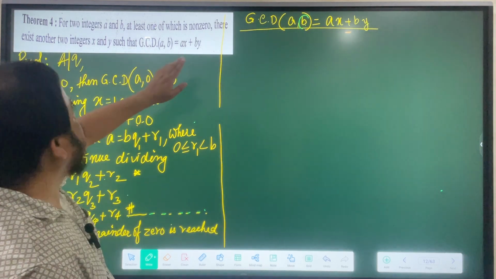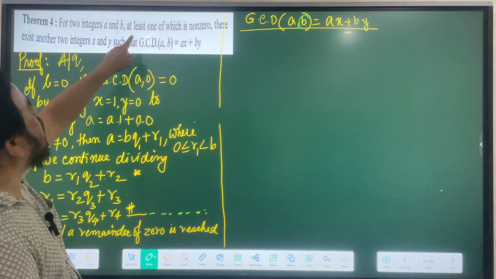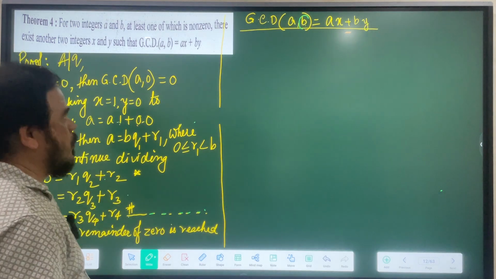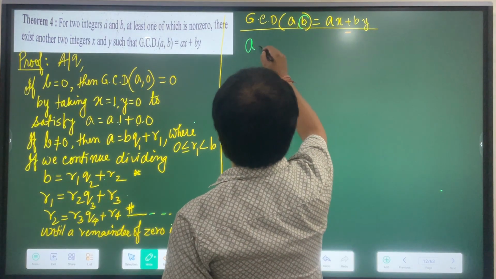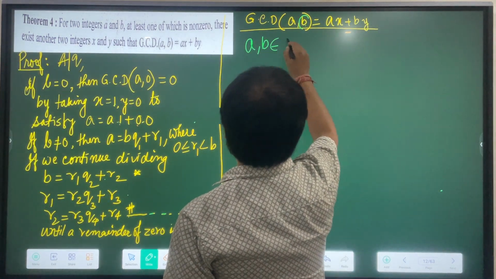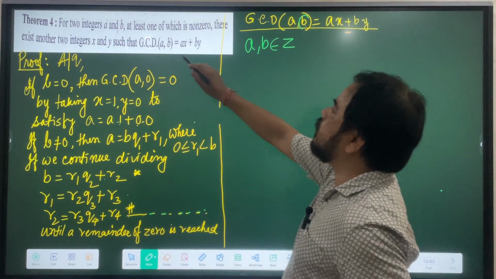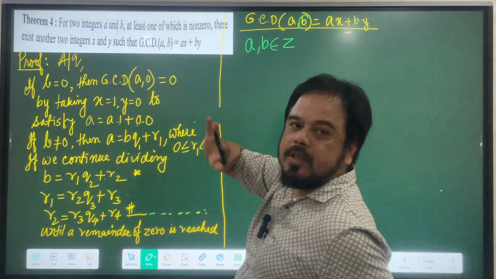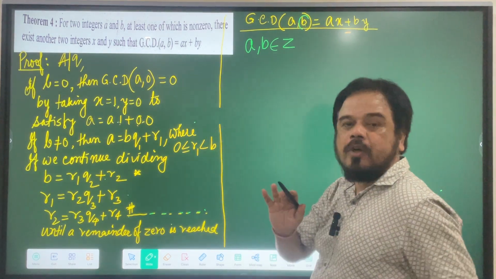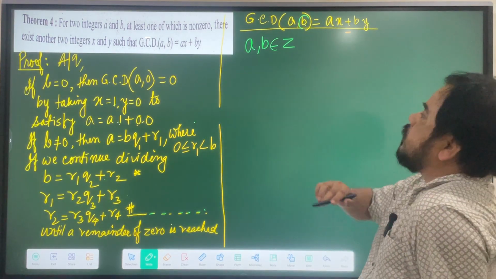Theorem number 4 says: for two integers a and b, at least one of which is non-zero. A and b both are integers, but at least one is non-zero. If a is 0, b is non-zero. If b is 0, a is non-zero.